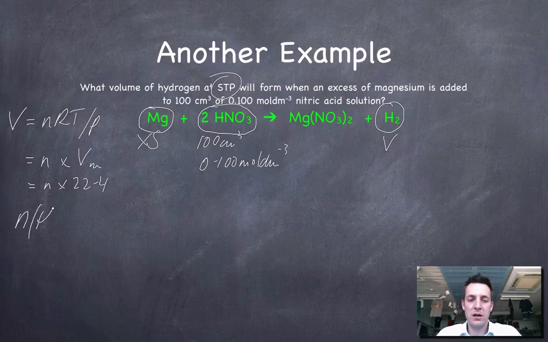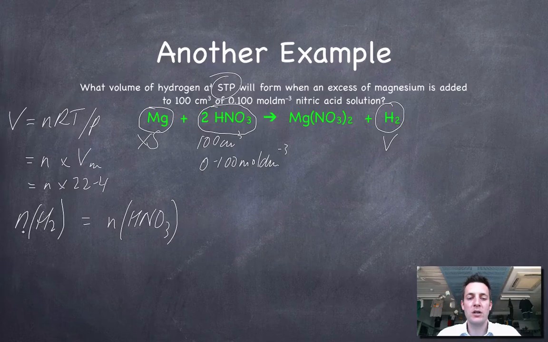Number of moles of hydrogen is therefore related to the number of moles of nitric acid. Is this statement true the way I've written it? No, the number of moles of hydrogen is 1, the number of moles of nitric acid here is 2. So the number of moles of hydrogen is half the number of moles of nitric acid. Can I find the number of moles of nitric acid?